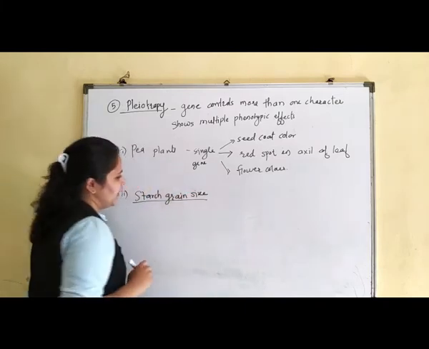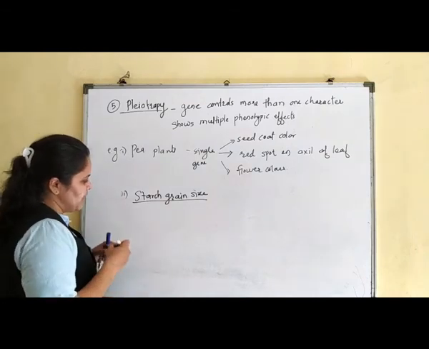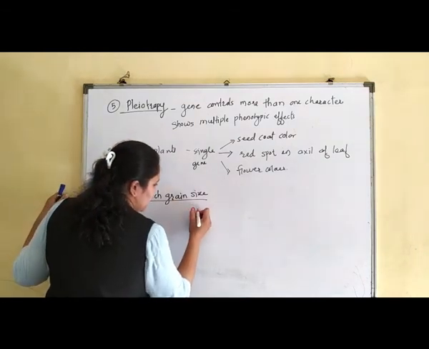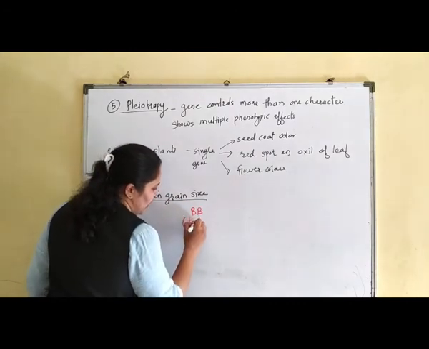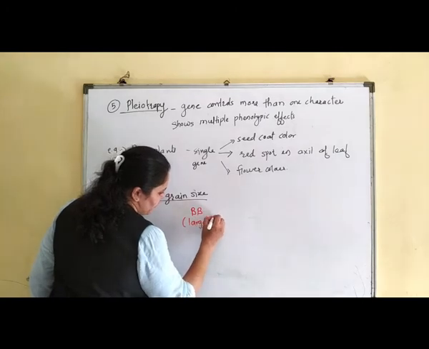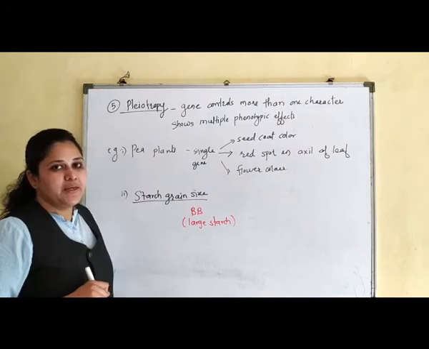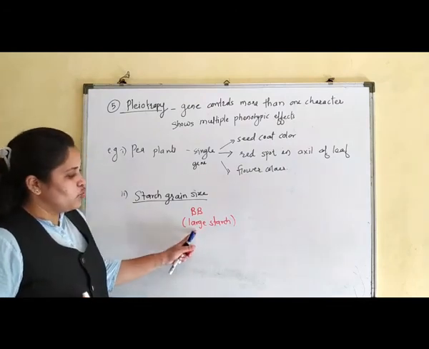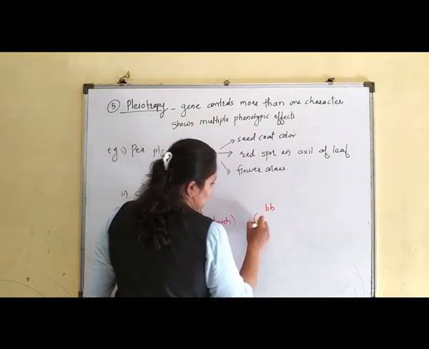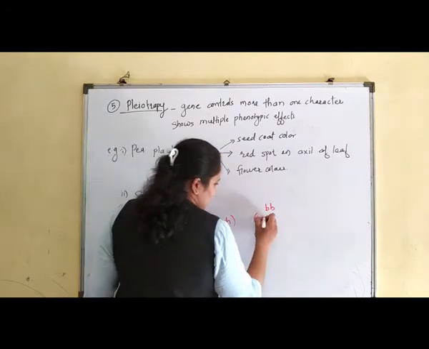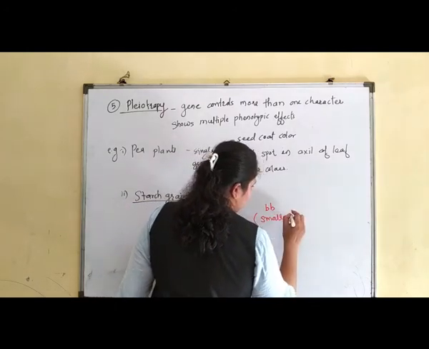Fine. In the case of pea plants, there is a dominant gene, that is B. The gene B, in homozygous condition, forms large size starch grain. So whenever the B gene is present in dominant condition, it gives rise to large size starch grain. Whereas whenever it is present in homozygous recessive condition, it forms small size starch grains.